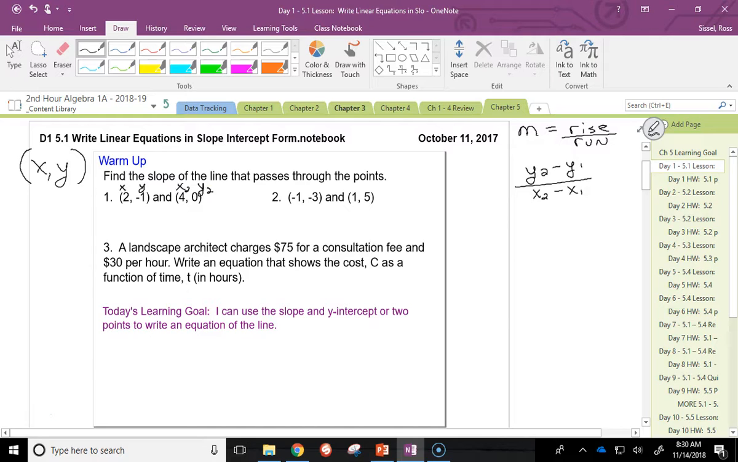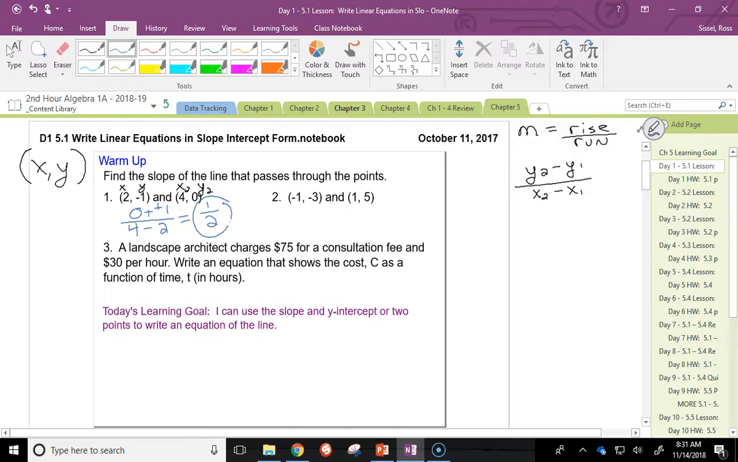So I will just have to put these in for the equation. And we should be able to solve. So y2 is 0 minus y1 is a negative 1. x2 was 4 minus x1 is a 2. 0 minus a negative, anything minusing a negative is like adding a positive. So I'd have 1 over 4 minus 2 is 2. Our slope is 1/2.